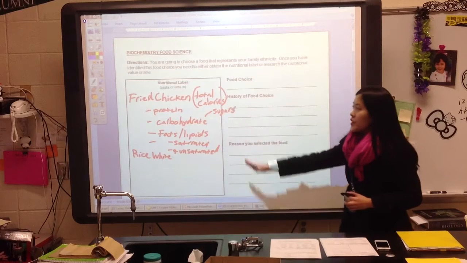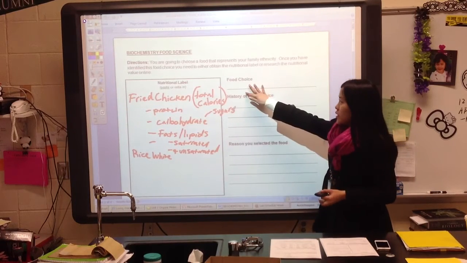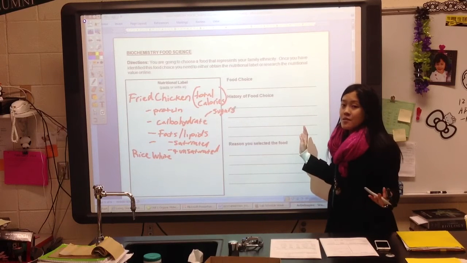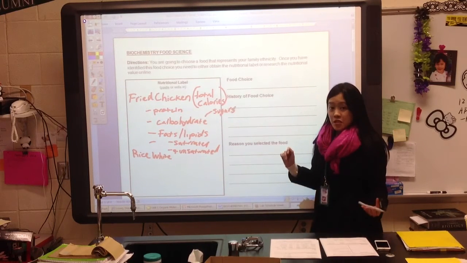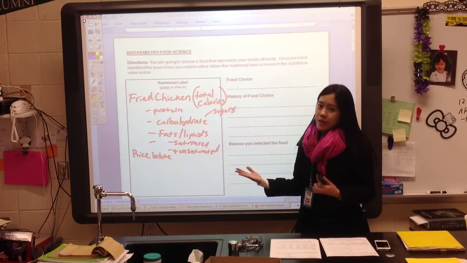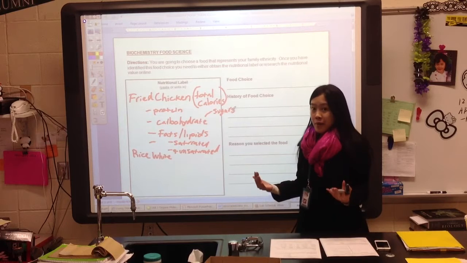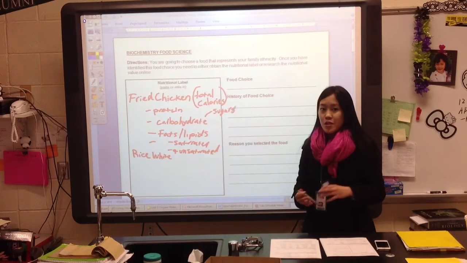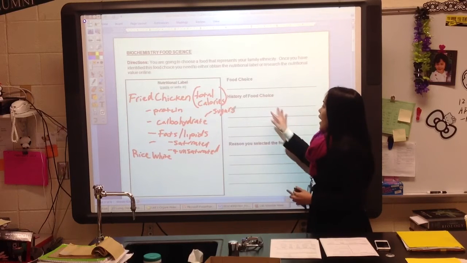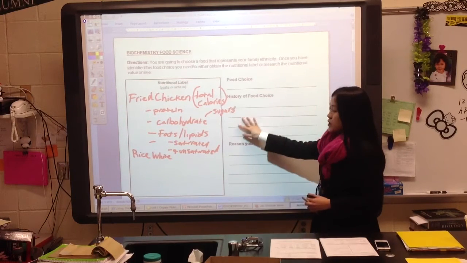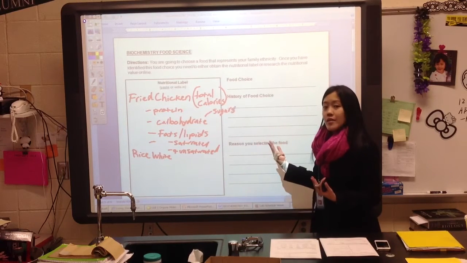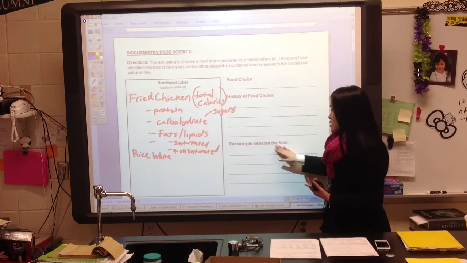Now, after you fill in your nutritional label, of course you'll want to fill in your food choice and history of your food choice. Maybe it's not something special to your family's history or to your family's background. Maybe it's just something that you really love because it brings back a really good memory. Maybe it's something your grandma would always make for you. Maybe it's something new that you've had at your best friend's house and you just love it. So either way, history of your food choice, where did it come from, where did you first have it, what background does that food come from, and then reason you selected that food.